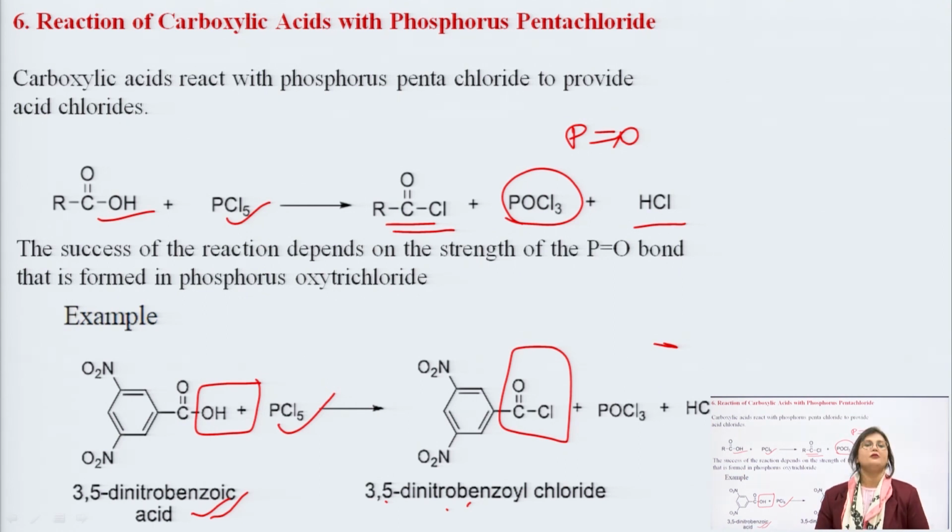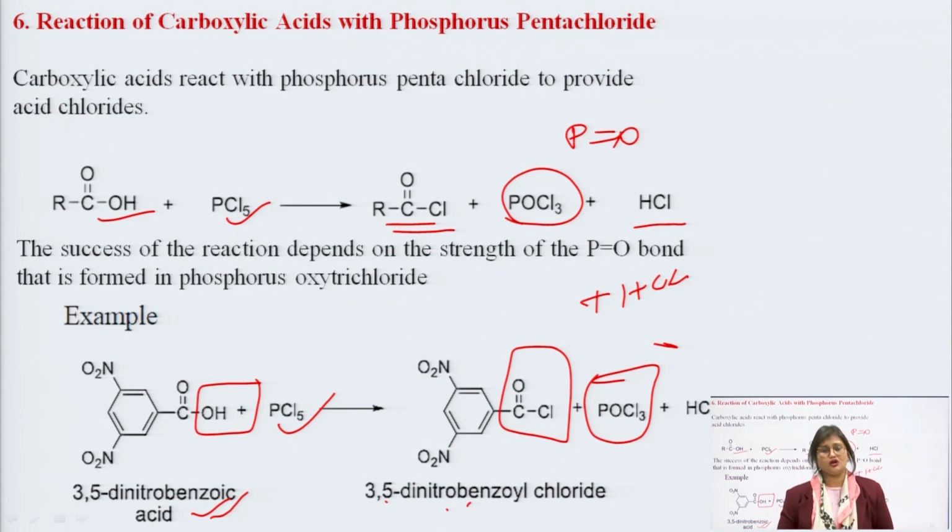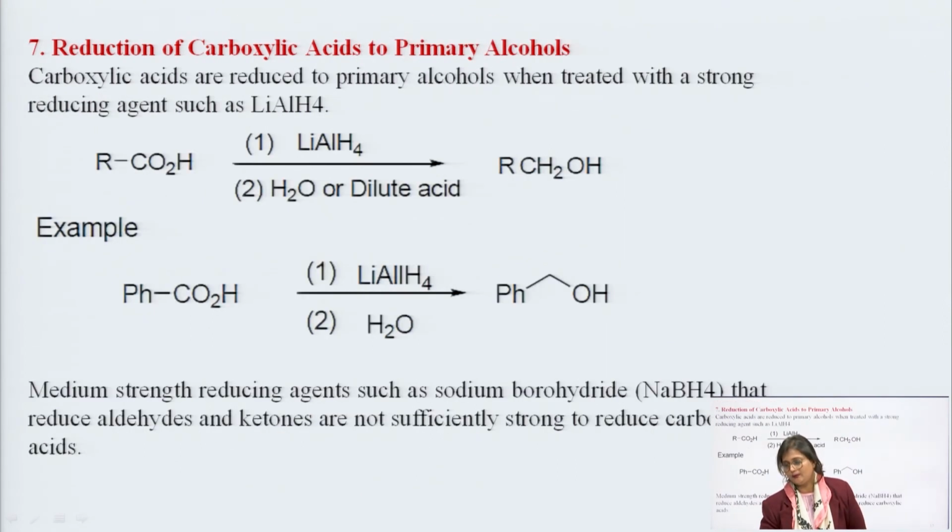3,5-dinitrobenzoyl chloride is formed with the removal of phosphorus oxy trichloride plus hydrochloric acid. Stronger the P double bond O bond here, better is the reaction. So, chemical reactions, another form of it is reduction of carboxylic acid to form primary alcohols.